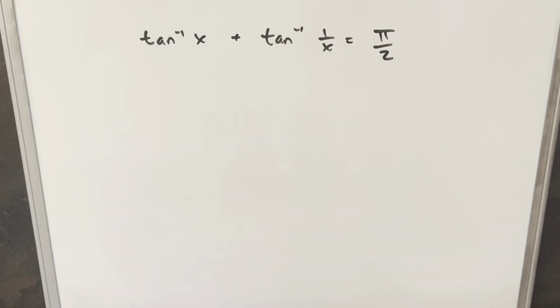Hey, I have here this identity on the board. We have arctan of x plus arctan of 1 over x equals pi over 2. And I'm just going to want to show that this is true and why it's true.